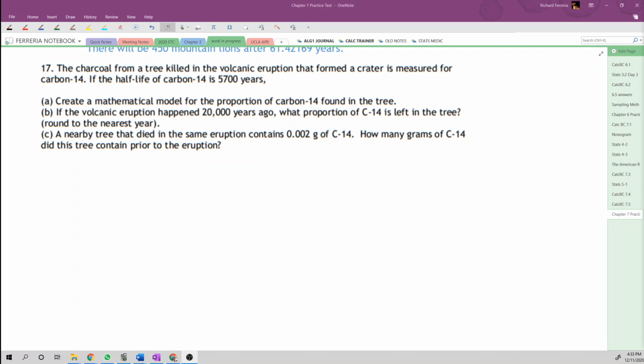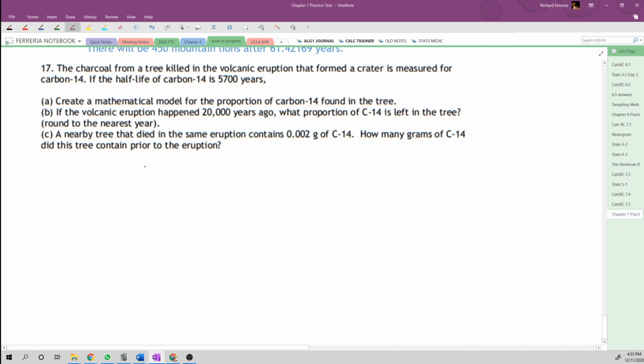The last problem of the Chapter 7 practice test: we have a charcoal from a tree killed in the volcanic eruption that formed in a crater, measured for carbon-14, and we know that the carbon-14 half-life is 5,700 years. So that right there is enough for me to answer a lot of the question without even reading it. But part A does say to find a mathematical model. So the mathematical model for any half-life decay is the same as the mathematical model for any exponential decay.